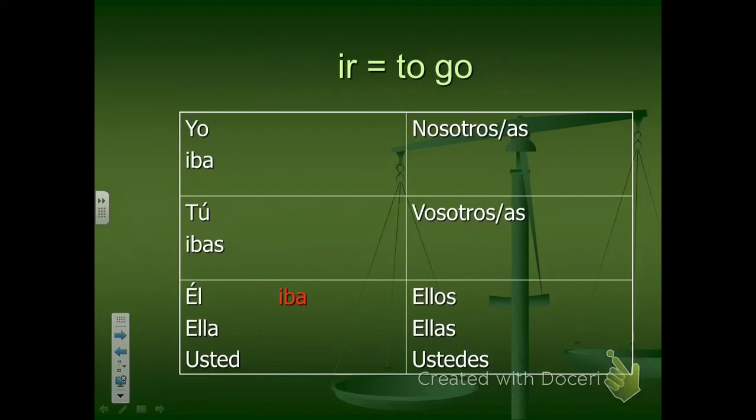So based on what we've done so far, do you think the nosotros is going to have an accent mark on it? Absolutely. Íbamos. And then there's ibais. And finally, iban. And that's it, guys. That is it.